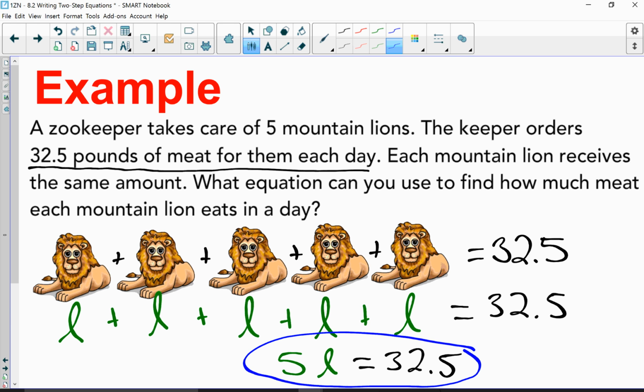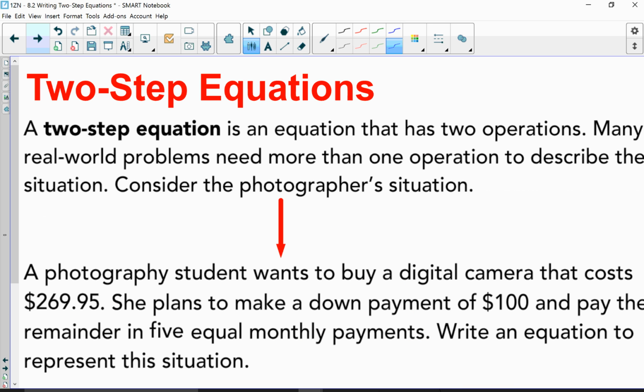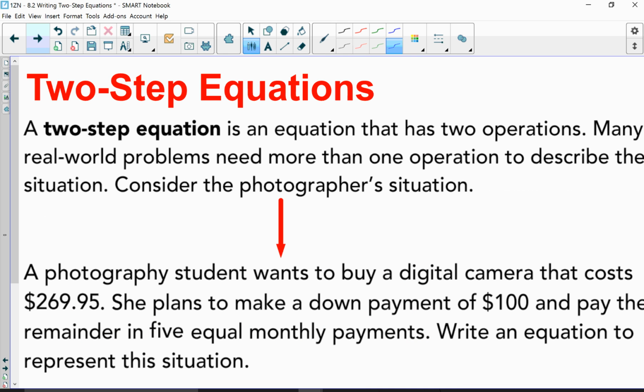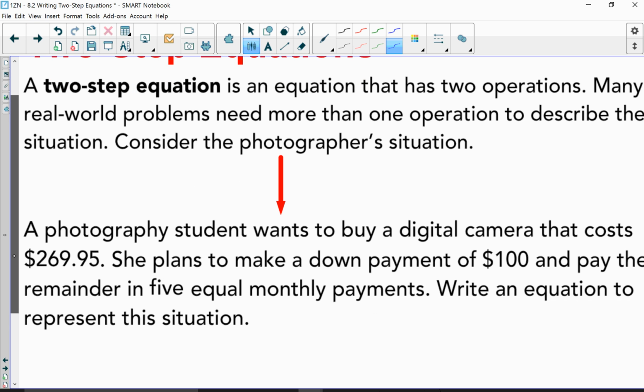You could probably solve that, but we're going to move on to two-step equations. Two-step equations just take 2 steps to solve. Ones like the lion example take 1 step, and that is to divide both sides by 5. Two-step equations, we haven't looked at how to solve those yet, but they're easy to write. We can still write those kinds of equations.